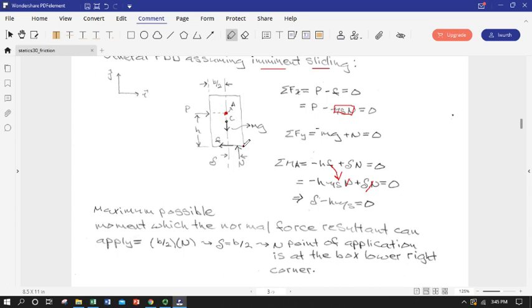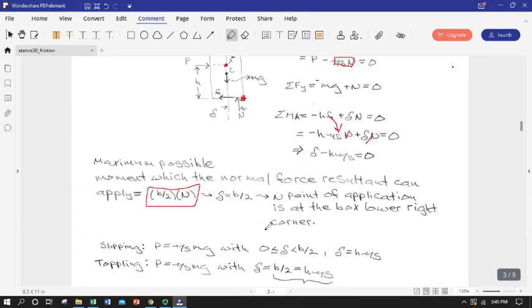So the maximum value for delta is B over 2, because N is eventually going to coincide with the corner of the box. It can't go any further. So that's effectively our limiting criteria for toppling. This is the biggest moment that we can get from that normal force resultant. So delta equals B over 2, and that's as big as we can get. So we can define a toppling criteria by putting in B over 2 for delta.